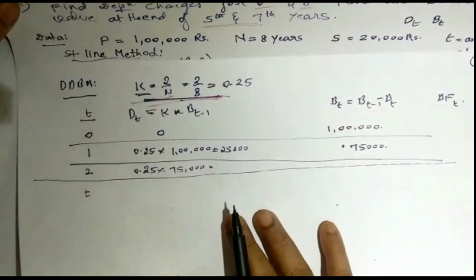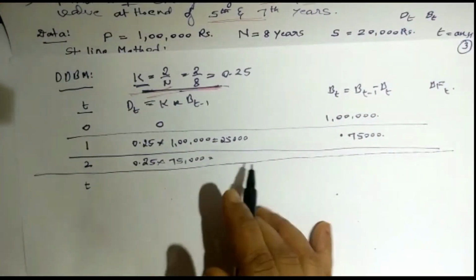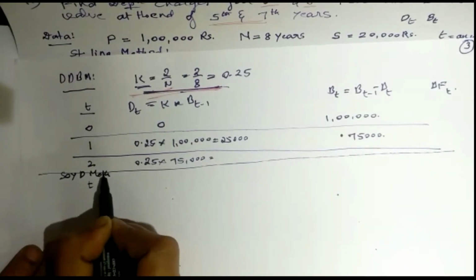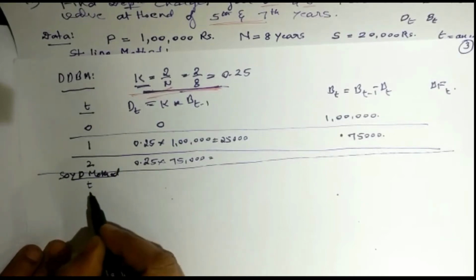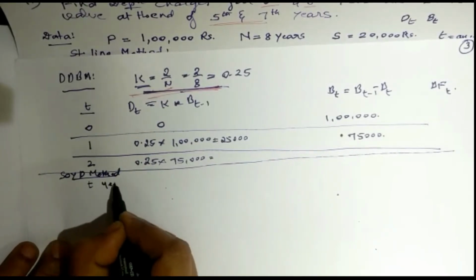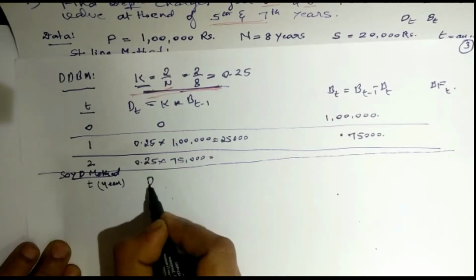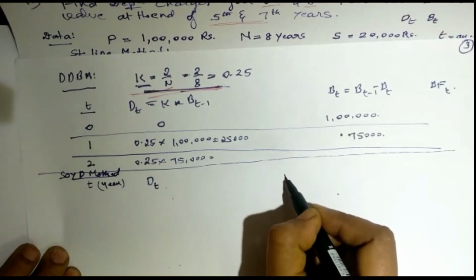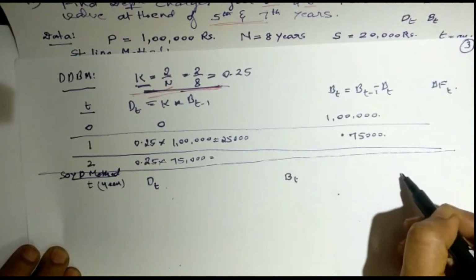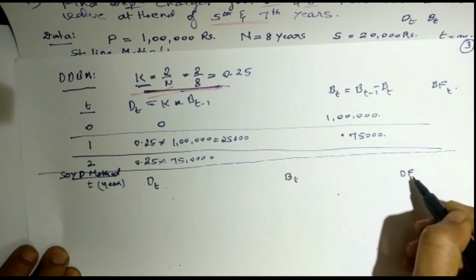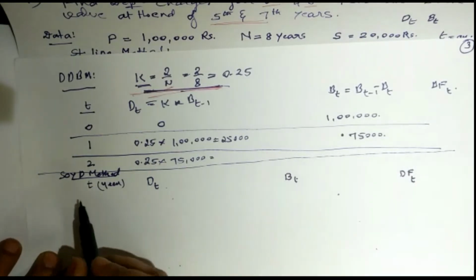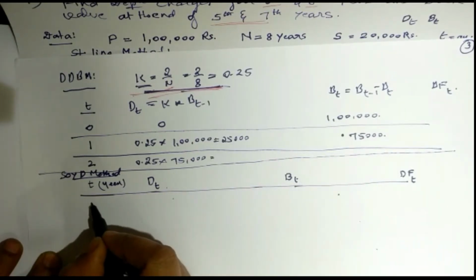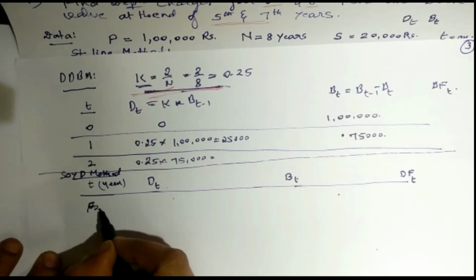SOYD method. T, that is year. Then we will have depreciation charges for tth year, and then we will have book value for tth year, and then we'll have depreciation fund at the end of tth year. Now, so T is equal to 0. Before that, let us write the formula.